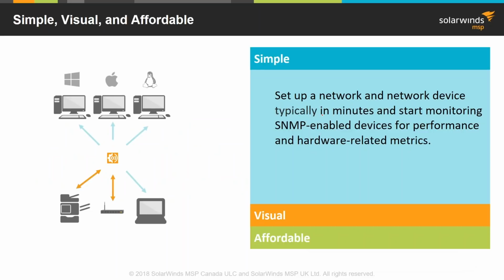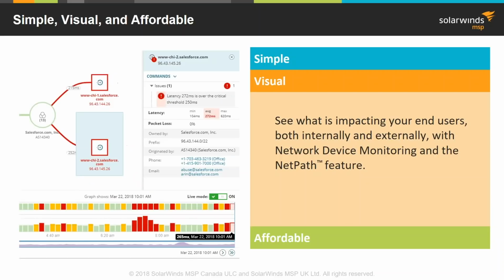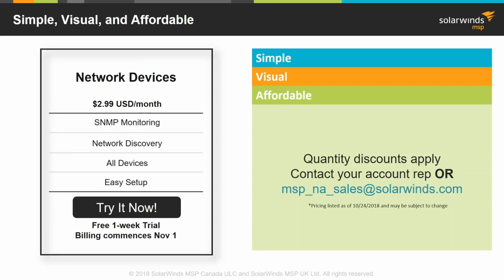So to recap here, we can see that the feature that we've shown today is very simple to set up. It's done all the work for you. All you have to do is add a network device. Everything's simple from then on. It's also visual, giving you visibility into both the network devices and, don't forget, NetPath. And last but not least, we have affordable pricing as well. Free for the month of October. If you have any questions about volume discounts or anything, please contact your sales rep or reach out to our generic email.